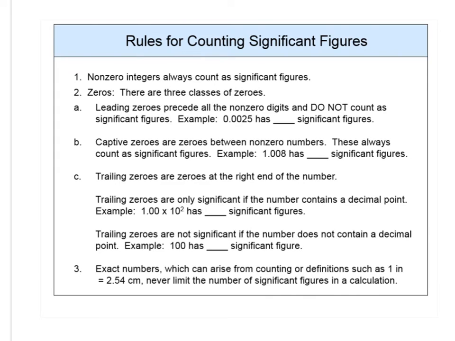So here's some rules for counting significant figures. Non-zero integers always count as significant figures. So that means 1 through 9. Anytime you see a number 1 through 9, it counts. Zeros get a little more complicated.